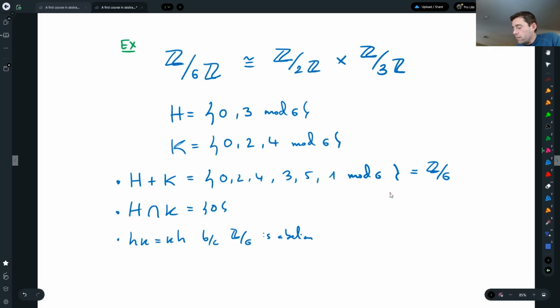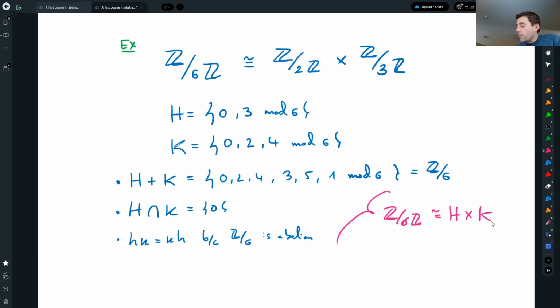So these three things tell me that yes, Z modulo 6 is actually the internal direct product of that H and that K, and now that H is clearly isomorphic to Z modulo 2, and that K is isomorphic to Z modulo 3, because they are groups of order 2, cyclic of order 2, and cyclic of order 3. So we get that isomorphism via an internal direct product as well.